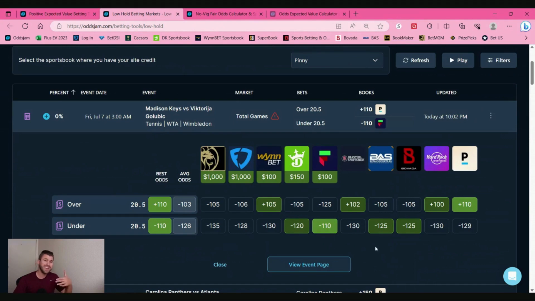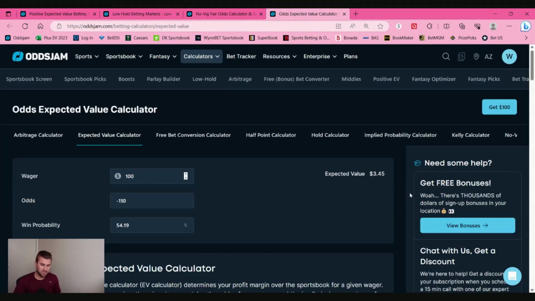Now, if you want to take it a step further and figure out how much expected value there is, then we'd want to go to an expected value calculator. For the sake of this example, you put the amount that you want to wager, which we'll just say is $100, the odds that we're getting from Fliff, minus 110, and then the no-vig fair win probability, which is 54.19. If this expected value shows positive, then we want it, right?